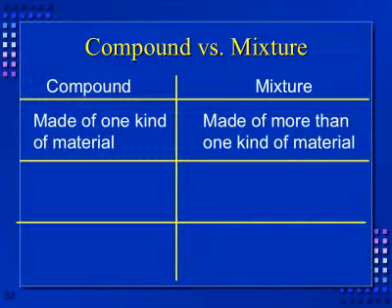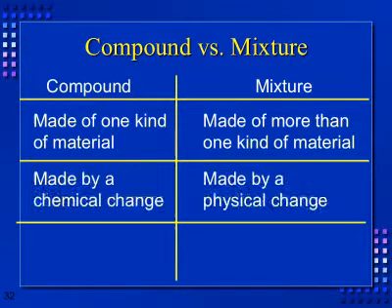Okay, mixtures, however, are made out of more than one type of material. So that would be like our ice cream. Ice cream is made out of milk and sugar and flavoring of some sort, depending on what type of ice cream you like. The second thing is compounds are usually made by a chemical change, whereas mixtures are just involving a physical change. You're changing the state of matter or how they're mixed together.